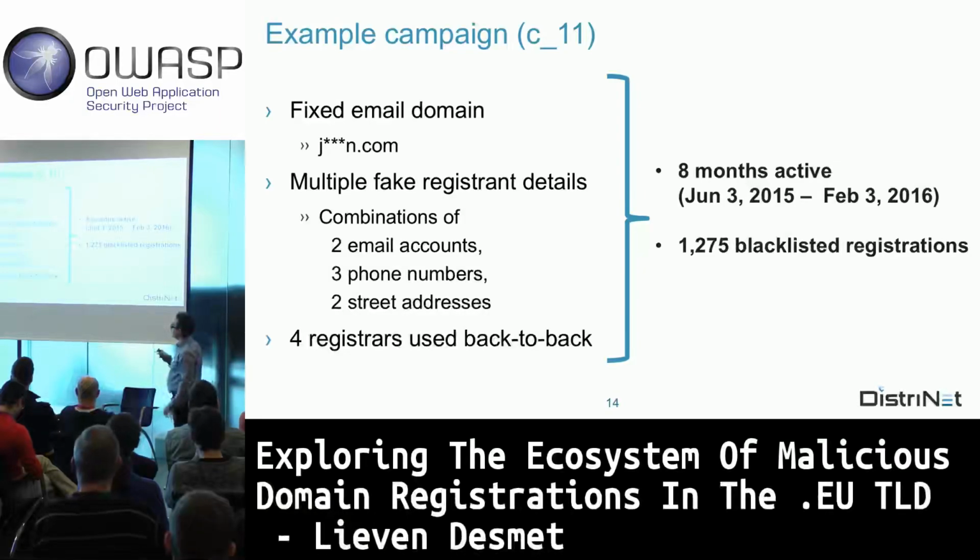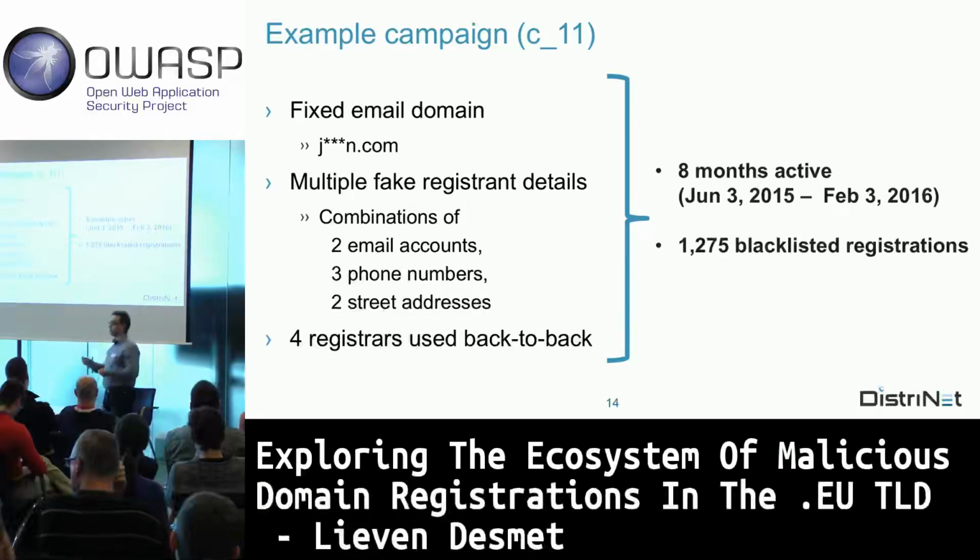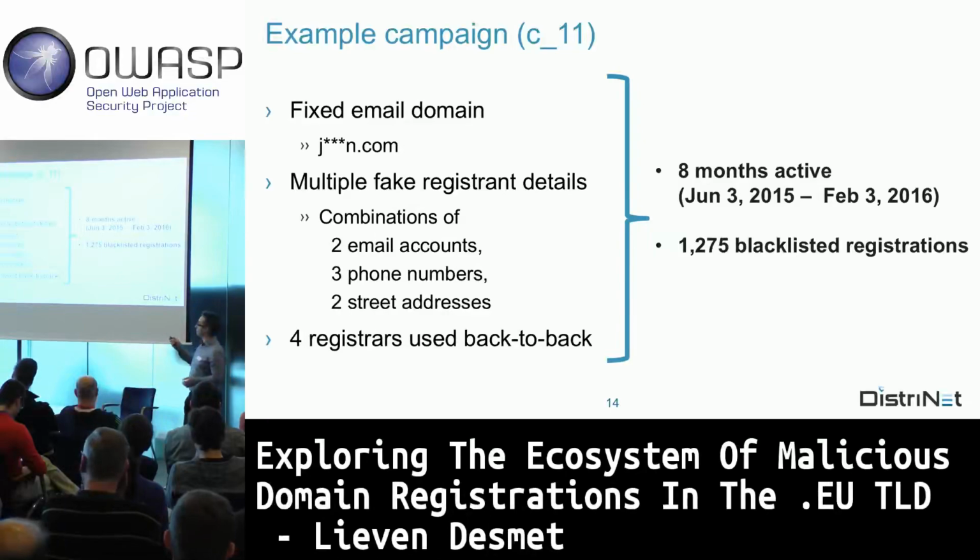How did it look? Well, mainly look at the registration information that was used, the contact information of the registrant. They were all using the same fixed email provider, namely a private domain name used for email communication. They had, in that domain name, 2 email accounts, 3 phone numbers, and 2 streets. And they were not using separate registrant information, but recombining the same emails, phone numbers, and streets over and over to create new registrant information. They also used 4 registrars back to back. So sequentially over those 8 months, they used 4 different registrars to provide them the services to register domain names in the registry.